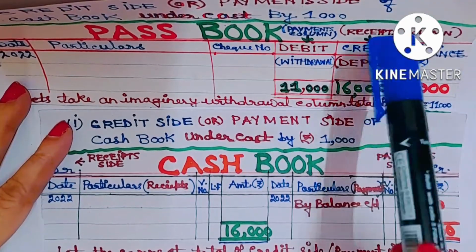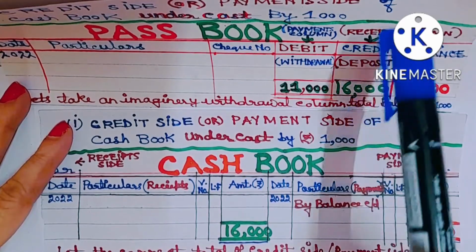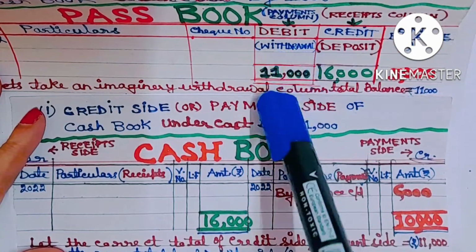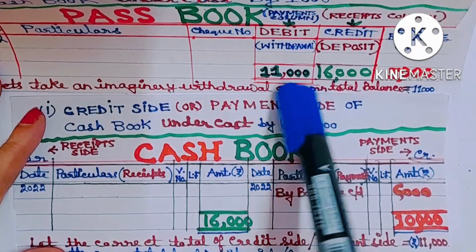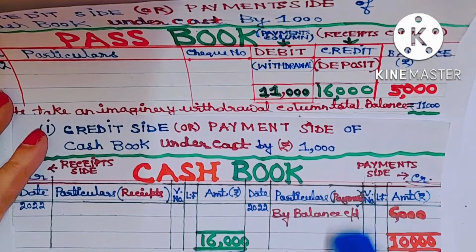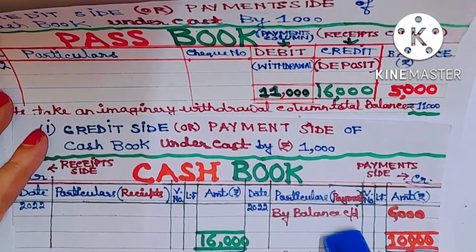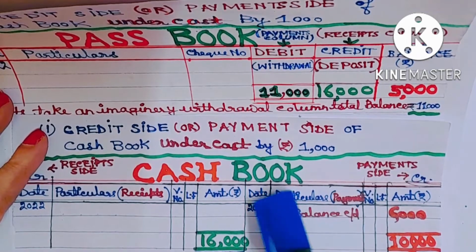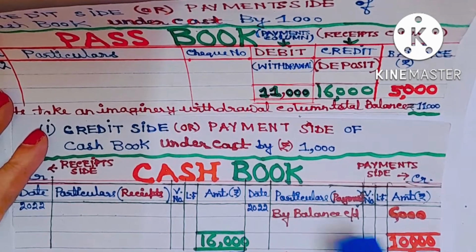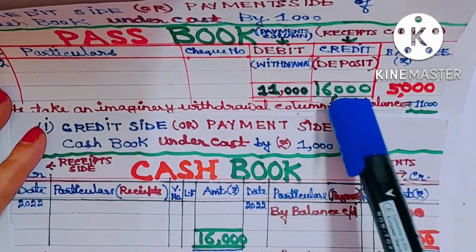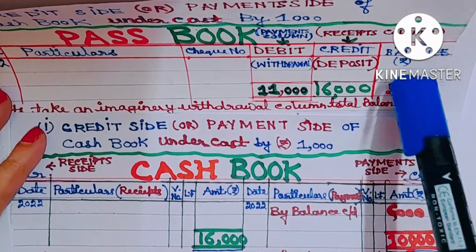Yes, in the passbook, the deposit column or credit column or receipt column is 16,000, which is correct. The debit column or withdrawal column or payment column is equal to 11,000, which is correct. But in the cash book, 10,000 has been written. The total of the credit side or payment side of the cash book is 10,000, which is incorrect. 1,000 less. So 16,000 minus 10,000, the cash book balance is 6,000 and the passbook balance is 5,000. How? 16,000 minus 11,000, you'll get 5,000. Okay.